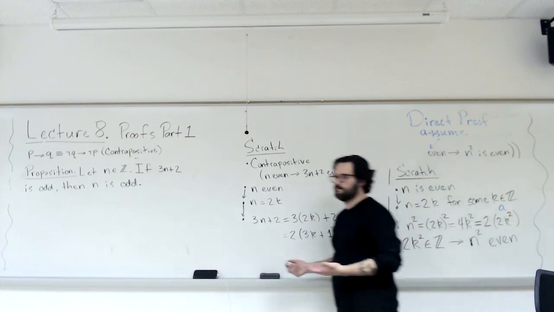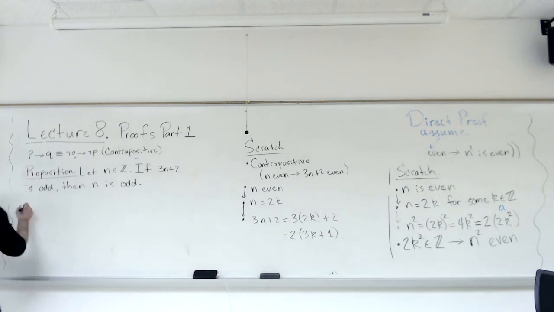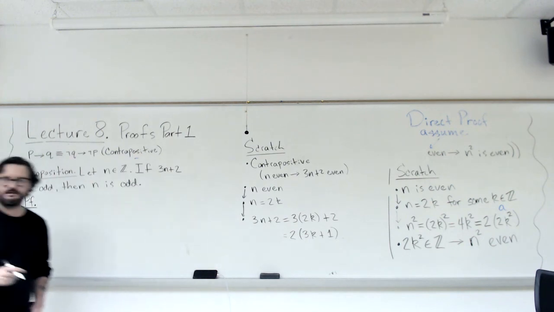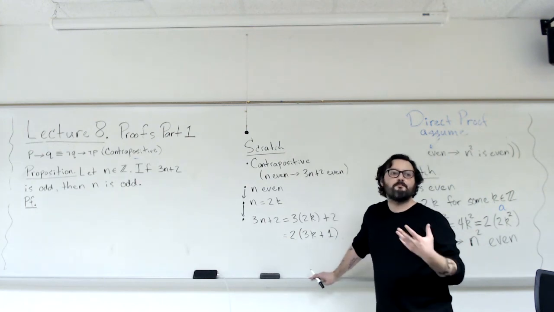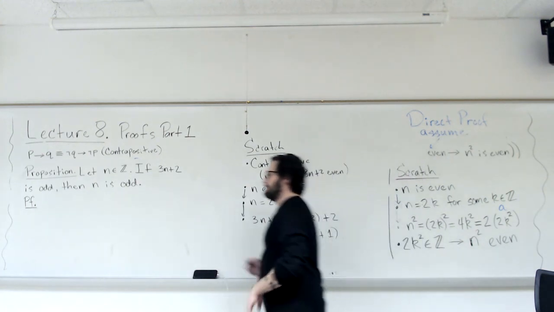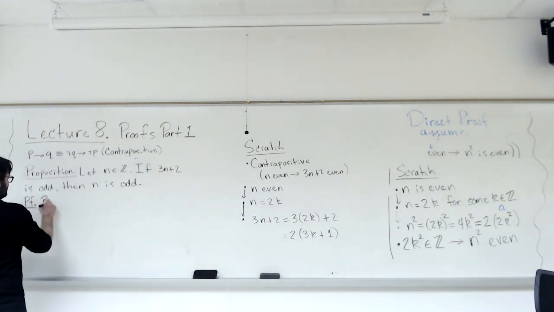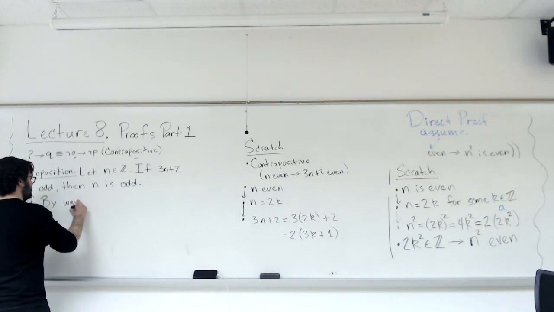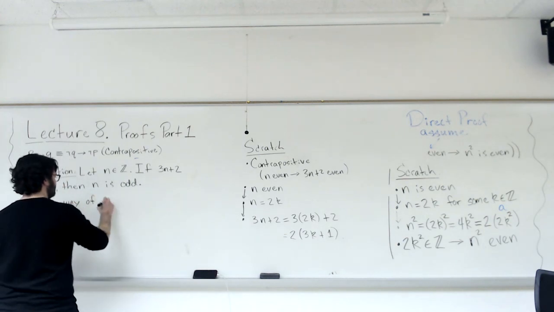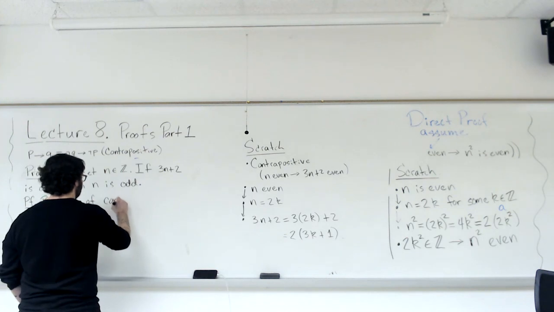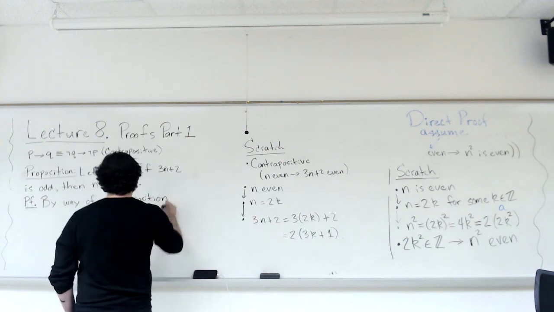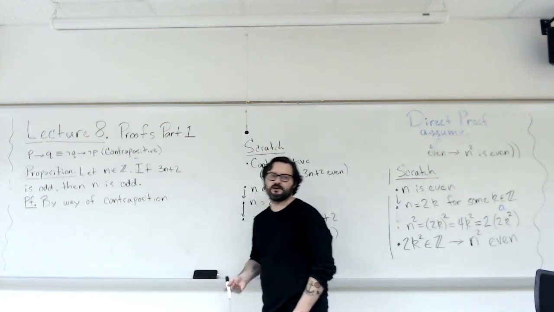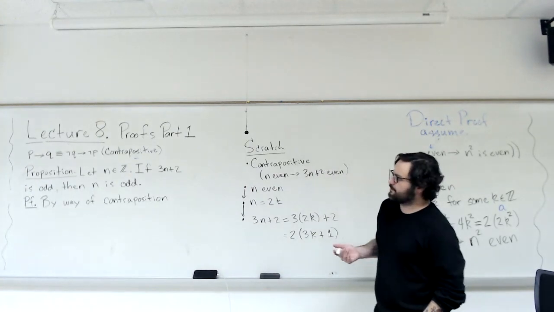Okay, so now for the formal proof in the last 3 minutes or so. Because we are not doing a direct proof, we are using an indirect method, contrapositive, I'm going to let the reader know immediately so they don't get confused. So I'm going to write, by way of contraposition. It's another way of saying contrapositive, just a more elegant way, I think.